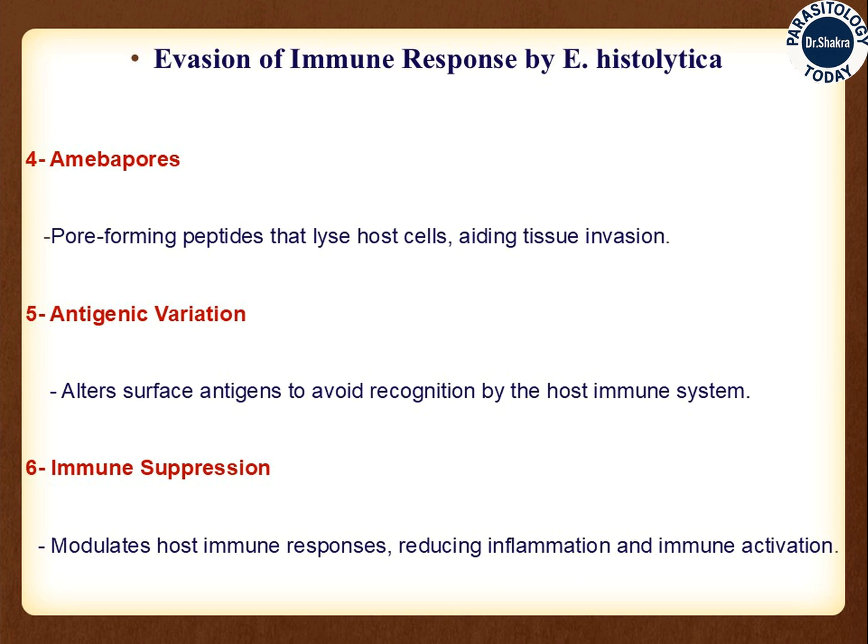5. Antigenic variation. Alters surface antigens to avoid recognition by the host immune system. 6. Immune suppression. Modulates host immune responses, reducing inflammation and immune activation.